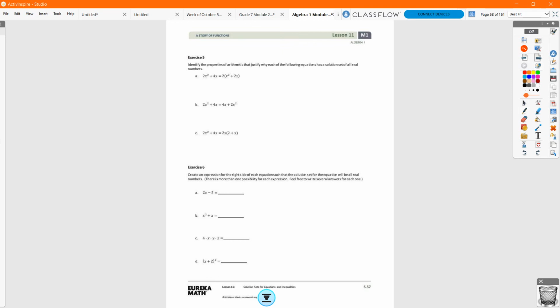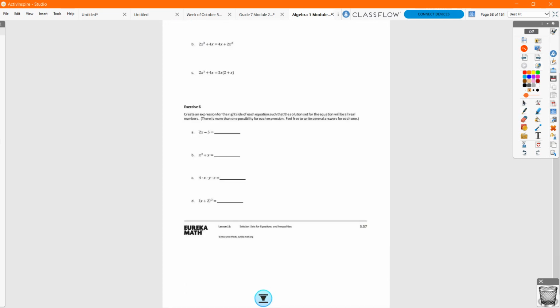All right, so exercise 5, identify the properties of arithmetic that justify why each of the following equations has a solution set of all real numbers. Okay. We will discuss this one again in class tomorrow as well. Let's go down here to look at exercise 6.